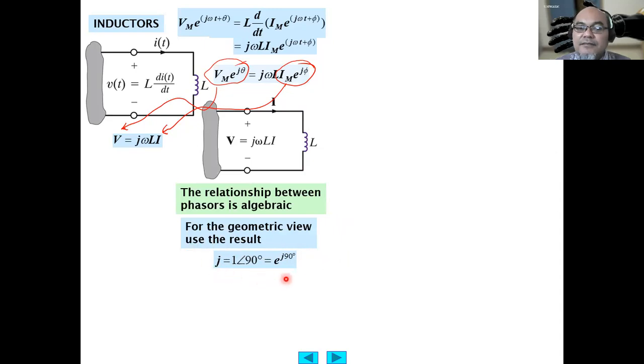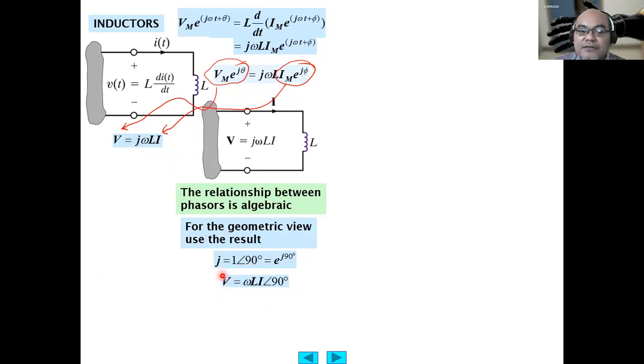So this is equivalent. This is in complex form. This is in phasor form. This is in Euler form, exponent j 90 degrees. Hence, since there's j here, the j can be re-expressed as 1 angle 90 degrees, or exponent j 90 degrees. If you want to re-express it in phasor form, this becomes an angle of 90 degrees.